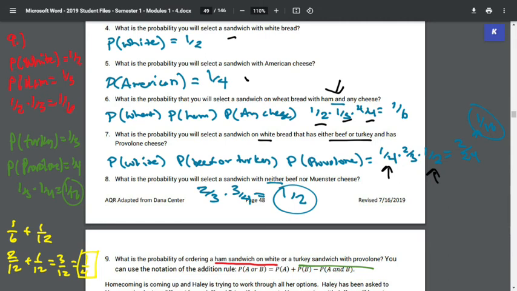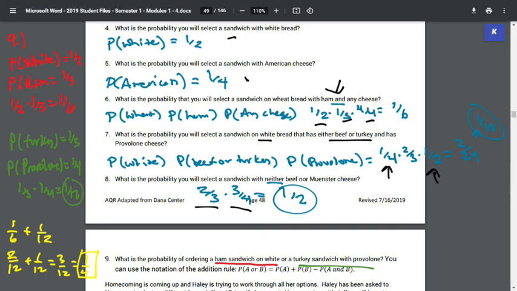Number 8 asks neither beef nor Munster cheese. So if it's not beef, there's 2 other options there. So that's where that 2 out of 3 comes from. And then not that specific kind of cheese, there's 3 others, so 3 of 4. So I'm going to multiply those across, and I get 1/2.